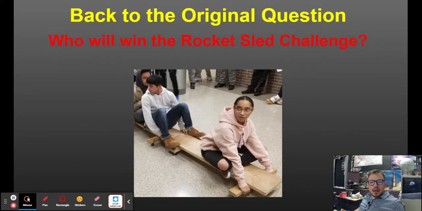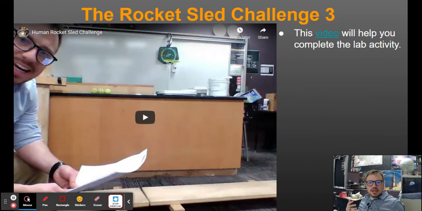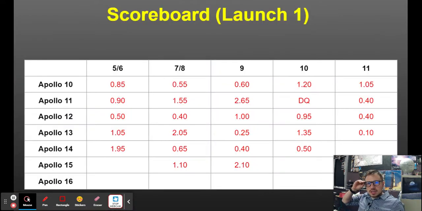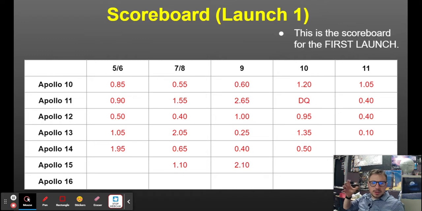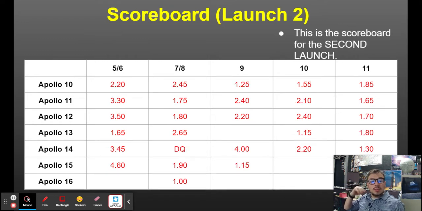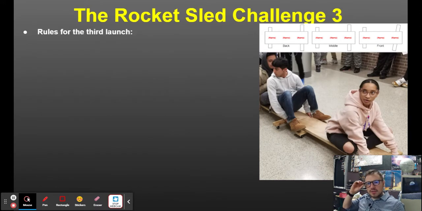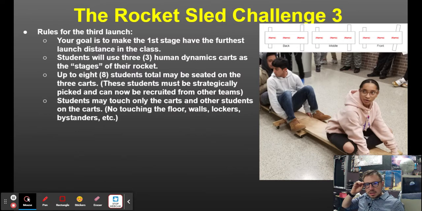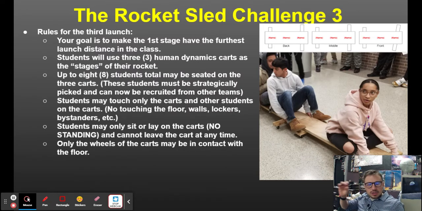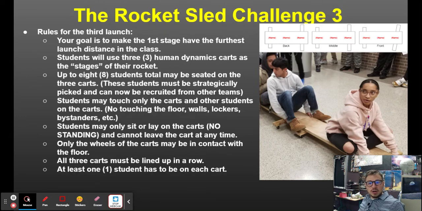So we applied all this to the rocket sled challenge, that final launch. You can see here that the launches progressively got better, right? The first one, you only had 3 people. The second one, there were more people, so you could distribute the mass a little more evenly. And now we looked at that third and final launch. Now there were up to 8 students, so there's a little more room to play with, and you can have up to 4 students on a cart.